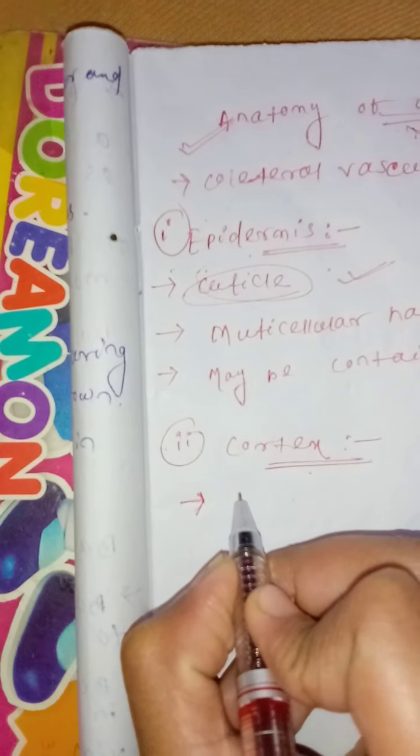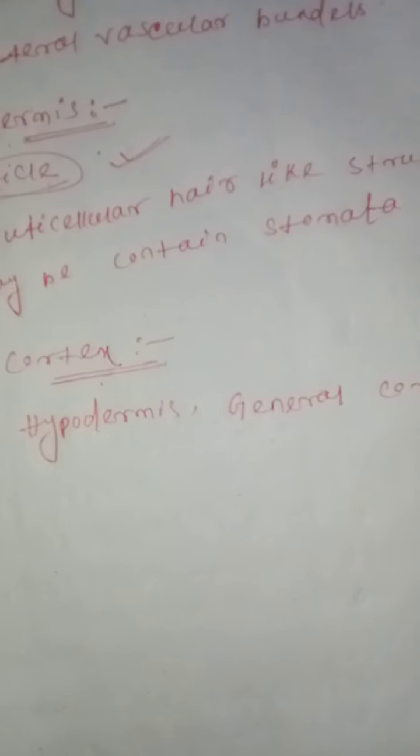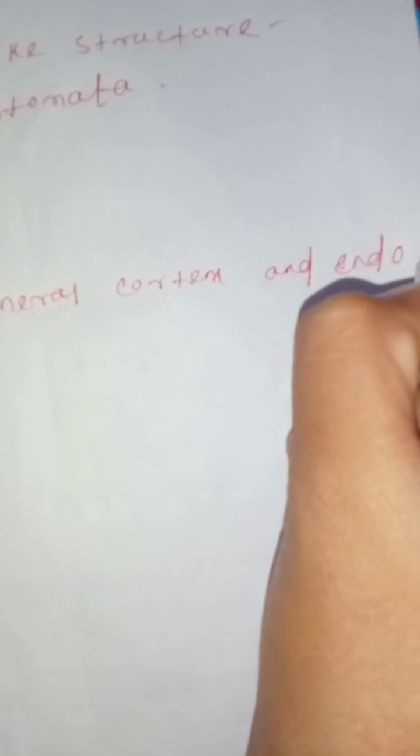Then the second layer is cortex. So cortex can be found in dicotyledon stem below the epidermis. Cortex is also classified into hypodermis, general cortex, and third is endodermis. So first is hypodermis. What is hypodermis? In cortex, hypodermis is the first layer of cortex.